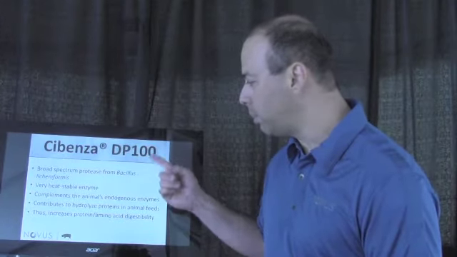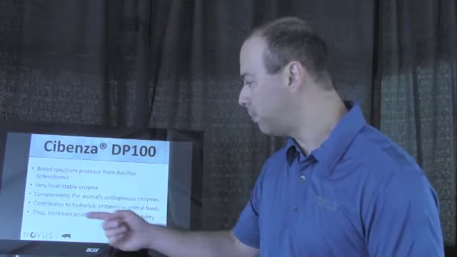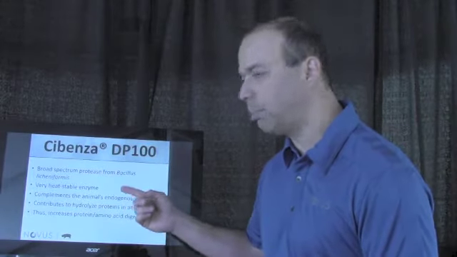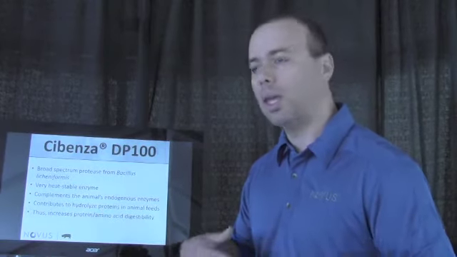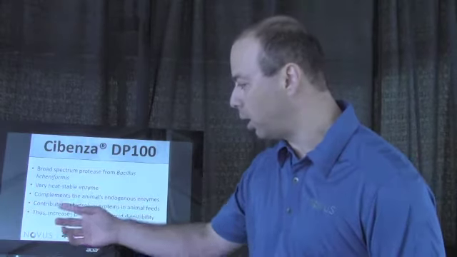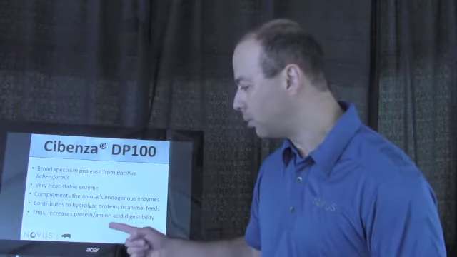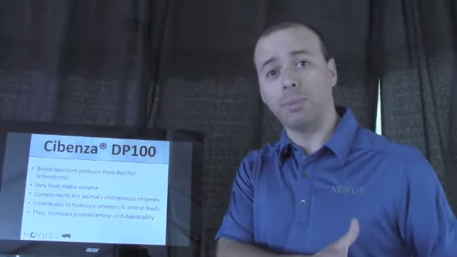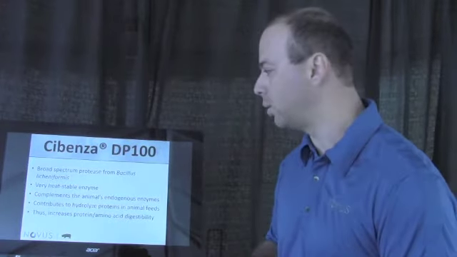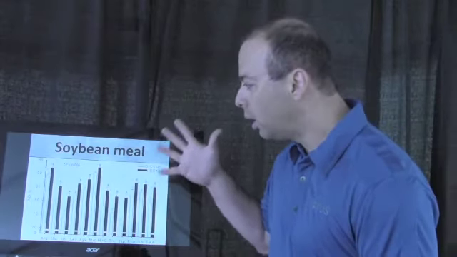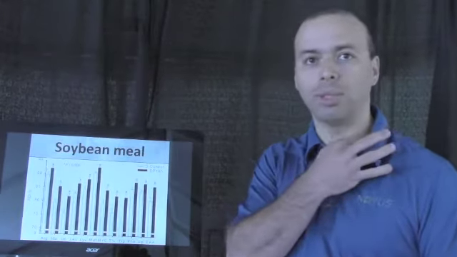With this supplemental enzyme, it's going to complement the endogenous enzymes, or the enzymes that the pig already has in itself. And it's going to contribute to hydrolyzing proteins that are already present in the feed. And if all this is true, we're going to end up with an increase in the digestibility of protein and amino acids. And by increasing digestibility, we're delivering more nutrients to the animal, and we're putting fewer nutrients that are excreted from the animal. In this particular example, I'm going to talk about soybean meal.